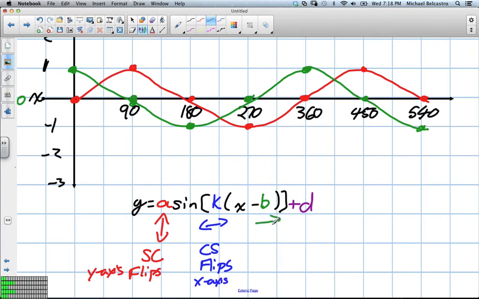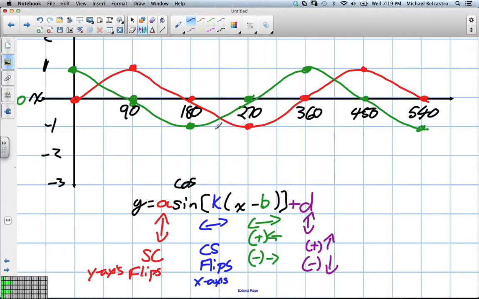B moves things horizontally, left and right. The only thing is it's counterintuitive: positive is to the left, where negative is to the right. And D moves things up and down, positive being up, which makes sense, and negative being down. So depending on what value we have, and whether it's sine or cos, it's the exact same idea.